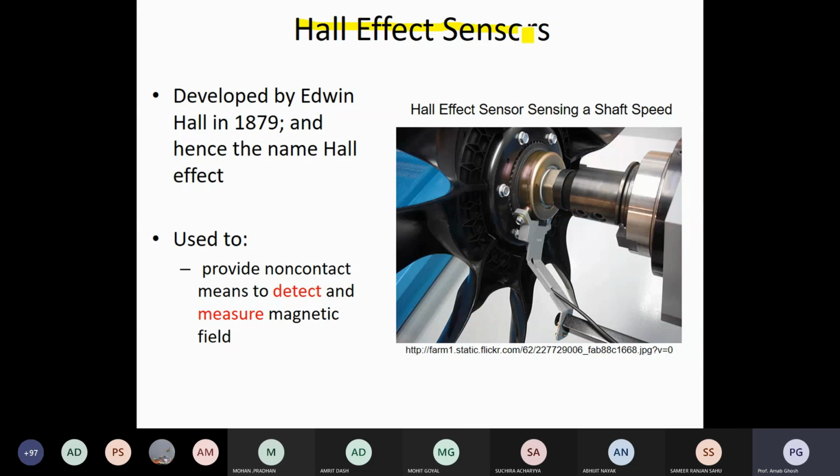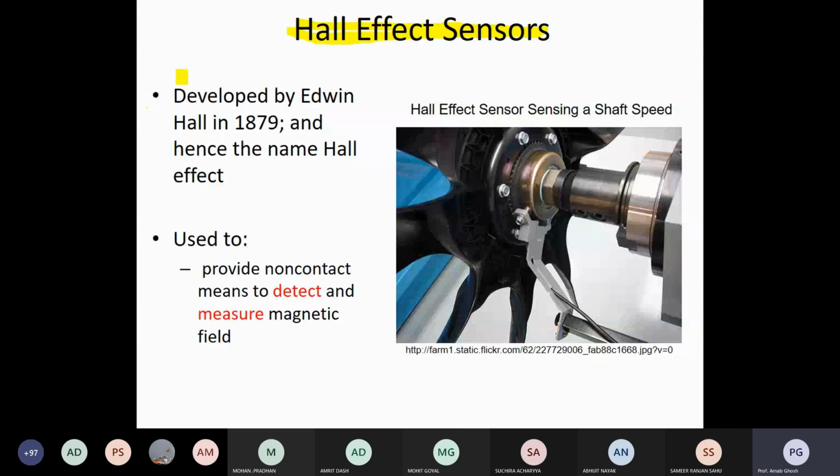Okay, it is a sensor or transducer, you can say, that comes from the changes of the magnetic field. That's why it is called the Hall effect sensor. It was developed by Edwin Hall in 1879. It detects the changing of the magnetic field in a sensor, and it is responsible for voltage. So it is an example of a transducer.